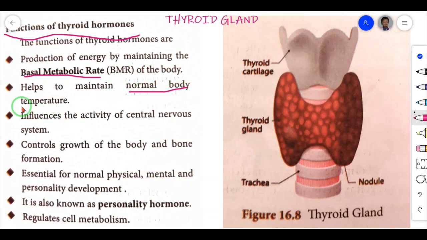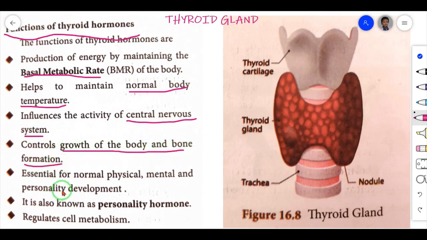Normal body temperature. So this hormone maintains the normal body temperature of the person. Then it influences the activity of the central nervous system. It controls growth of the body and bone formation.